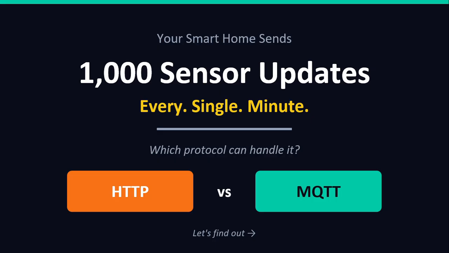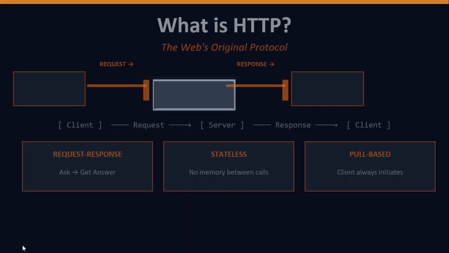That's where two protocols come in, HTTP and MQTT. So in this video, I'll break it down in the simplest way possible. And by the end, you'll know exactly which one is better for IoT and why. So let's first see about HTTP.